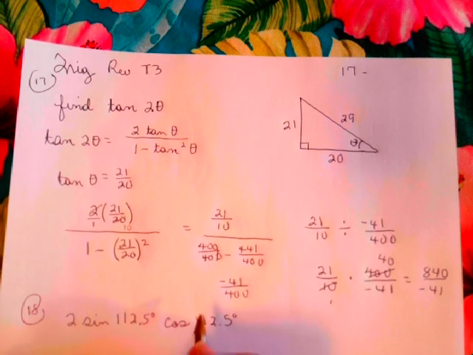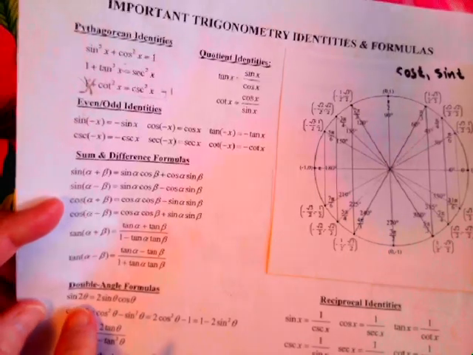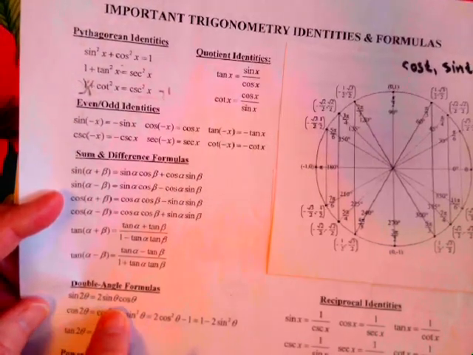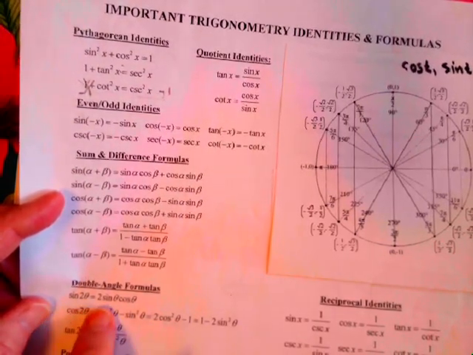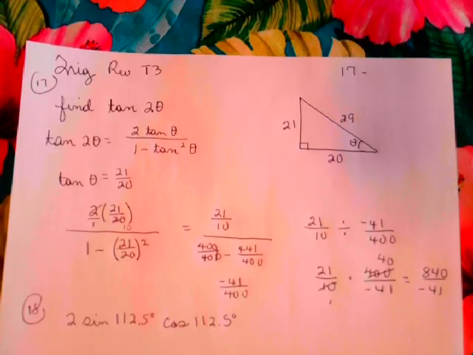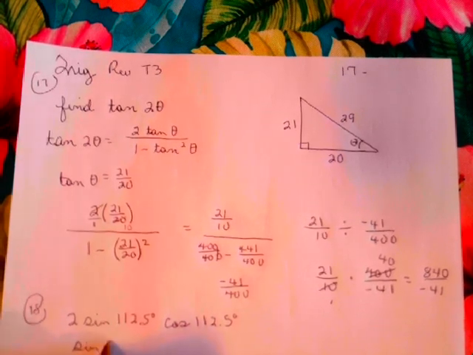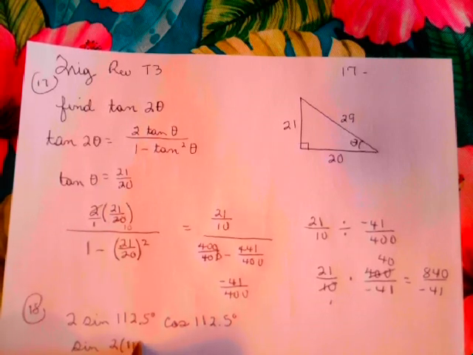From your identity sheet, you look for an identity that's 2 sine times cosine. You know that's sine of 2 theta. Sine of 2 theta equals 2 sine of theta cosine of theta. That lets me do this. I can say, okay, this is the sine of 2 times 112.5. That's the sine of 225 degrees.